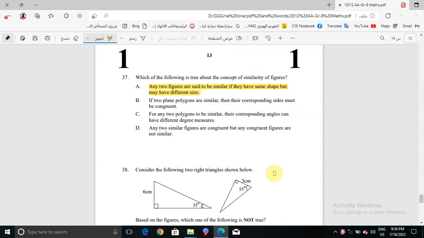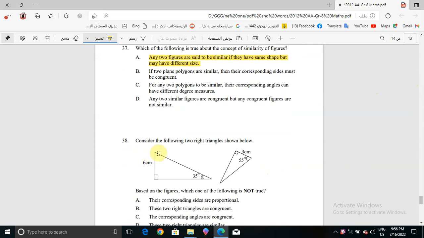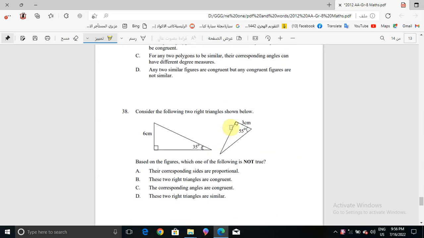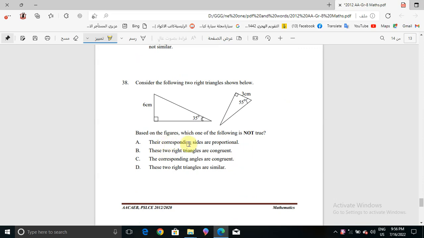Okay, now let's go for question number 38. Consider the following two right triangles shown below here. Based on the figures, which one of the following is not true? It's asking about which is not true. Okay, their corresponding sides are proportional. Their corresponding sides are proportional. No. So that means choice A is the correct answer for question number 38, that their corresponding sides are not proportional.